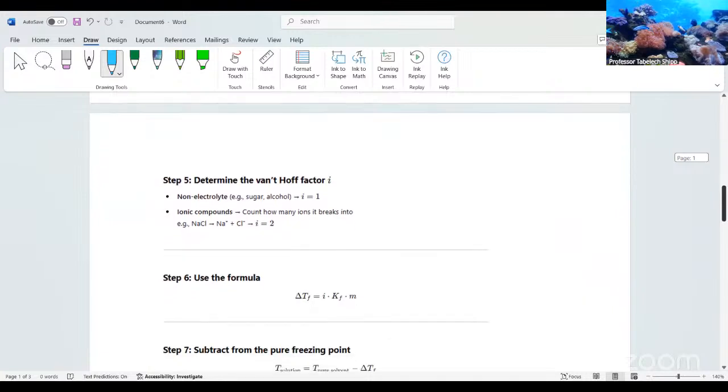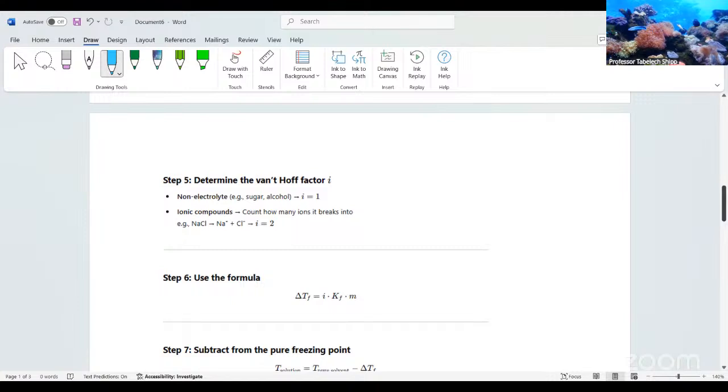Now, in step 5, you have to determine the Van't Hoff factor. And we did that a second ago. Remember, for your non-electrolytes, the i is automatically equal to 1. However, with your ionic compounds, you're going to count the number of ions that it breaks apart into. Like in the example before with sodium and chlorine, there's 1 sodium, 1 chlorine, so your i is equal to 2. So you're going to count those up, and that's how you determine what the i is going to be. If they don't give you the i, this is how you do it.